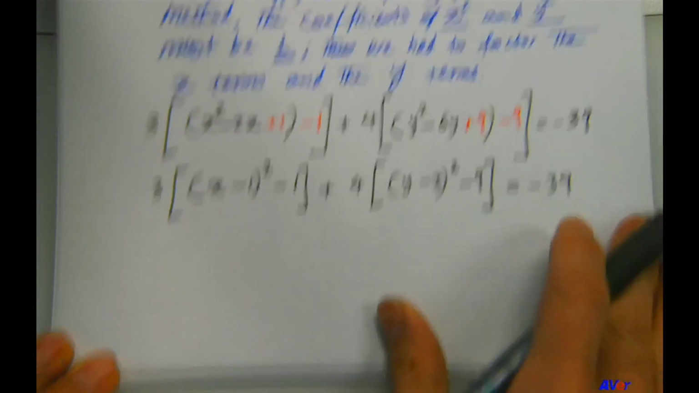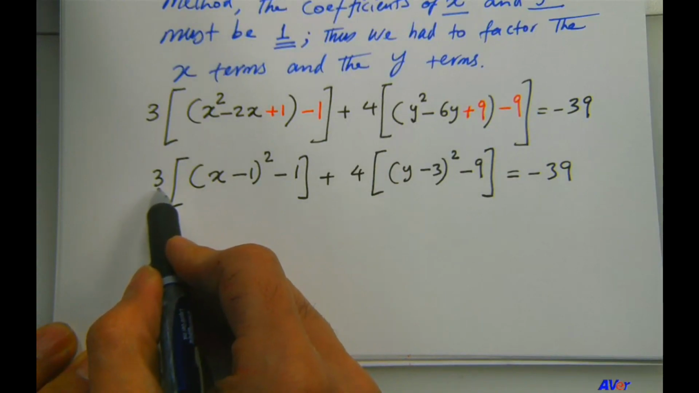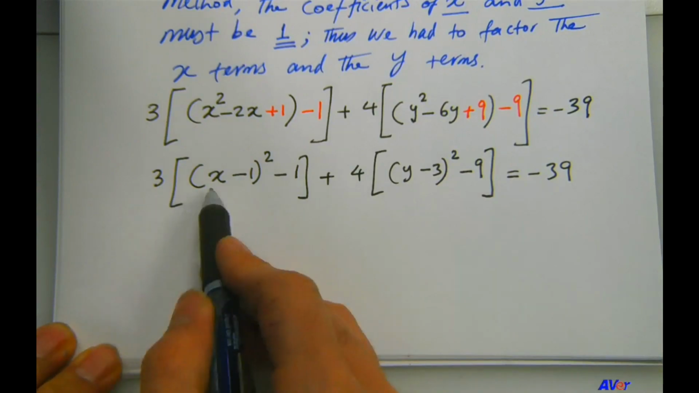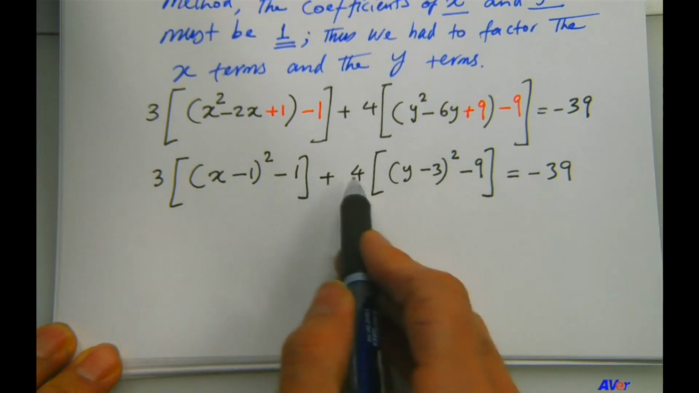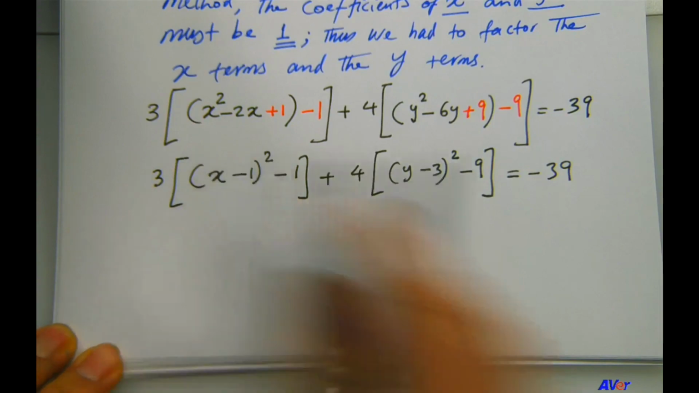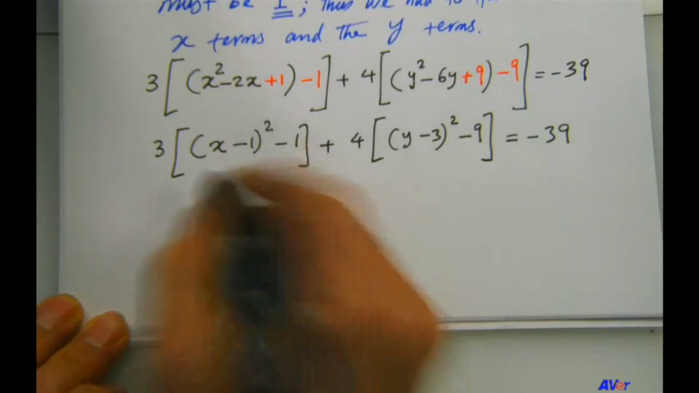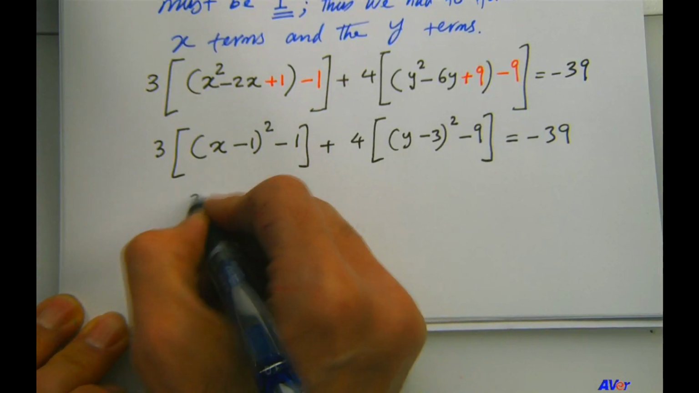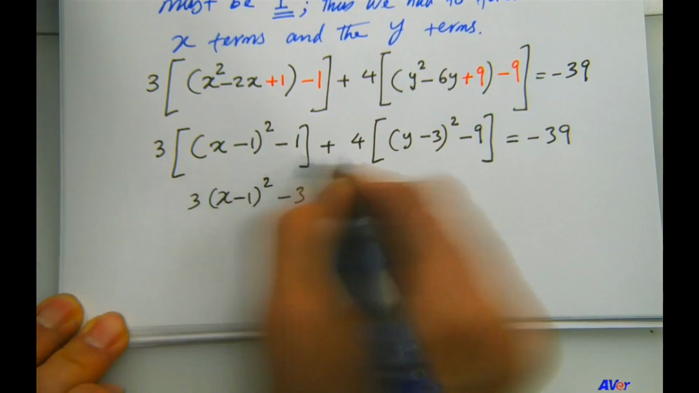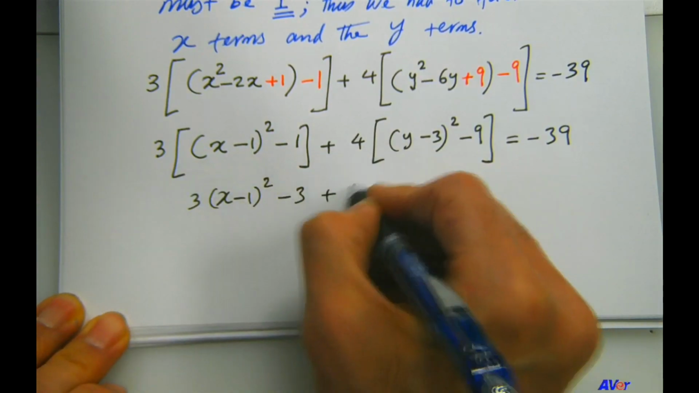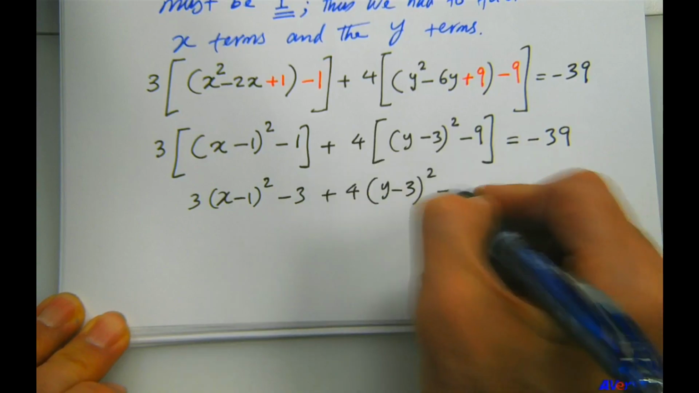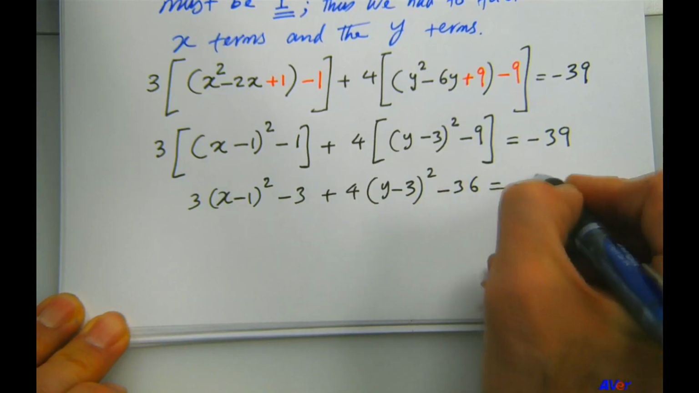Okay, so now we have the perfect squares. So now let's distribute. So we have 3 times x minus 1 squared minus 3, distributing, plus 4 times y minus 3 squared minus 36 equals minus 39.